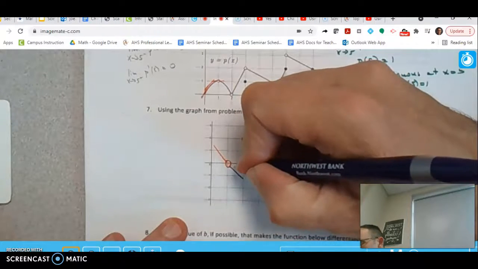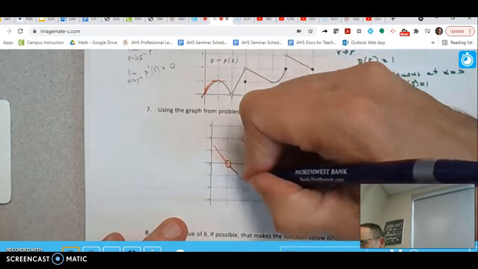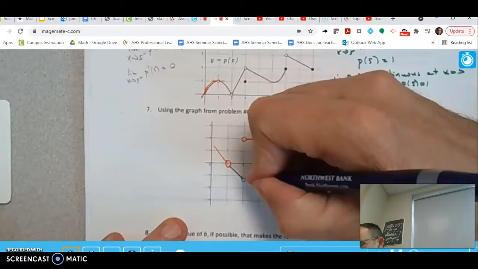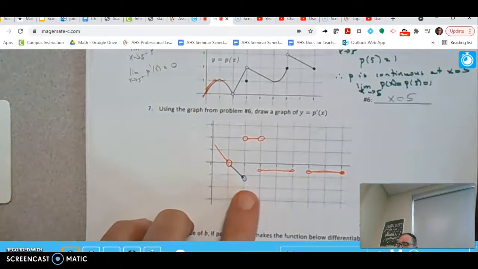Now if you decide that you want to make this curve down into here or curve out of here, that's fine. But we definitely don't want to have an assigned derivative at x equals 2.